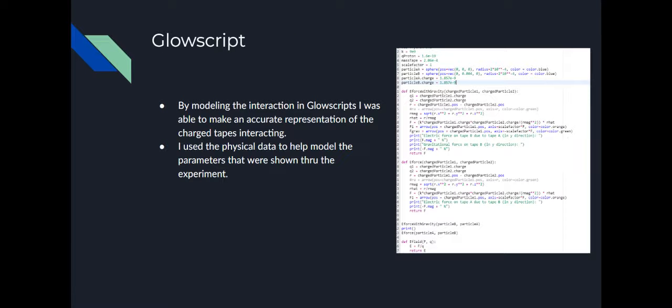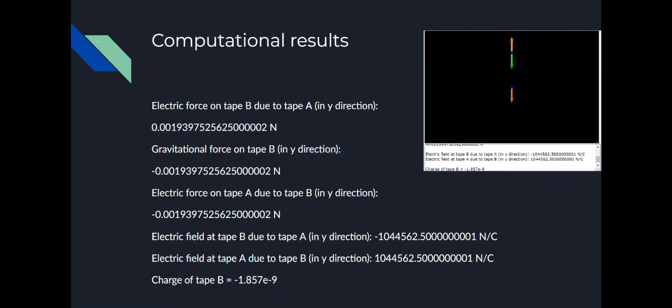Actually, I've moved my slides around, but this is the GlowScript code of how I've been modeling it for the computational model, and basically how I modeled it through GlowScript and incorporated the physical data that I collected through the lab to make a GlowScript model. So this is what I got through the results of GlowScript.